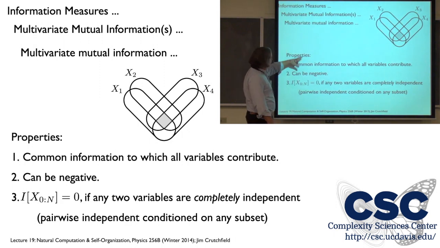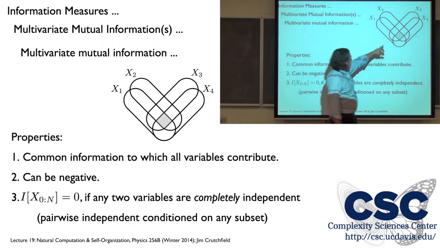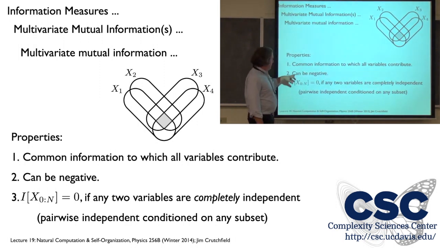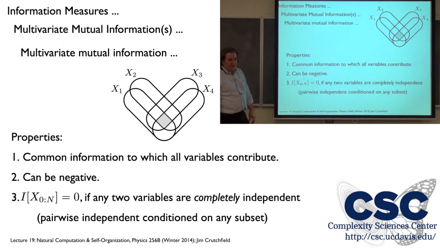Okay, so again, what are the properties of this particular generalization? Again, it's common information to which all variables, or in this case, all 4 variables contribute. It can be negative, as we showed before for the n equal 3 case. I would say it's kind of hard to anticipate ahead of time in a given problem whether this is going to be positive or negative. I have yet to develop an intuition for that. Many of these things simplify in a time series case, which we're going to deal with on Thursday.